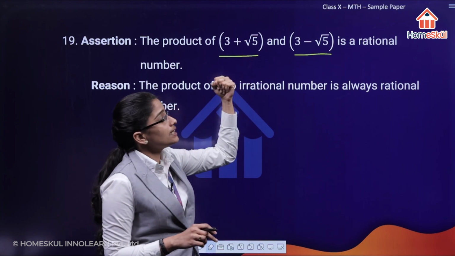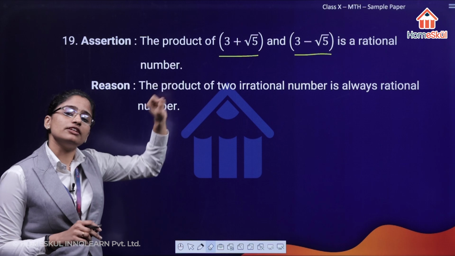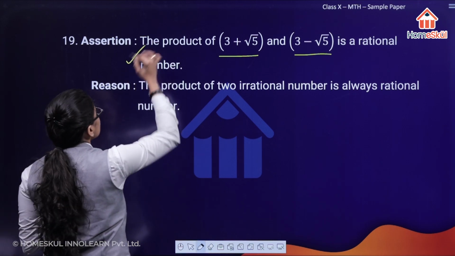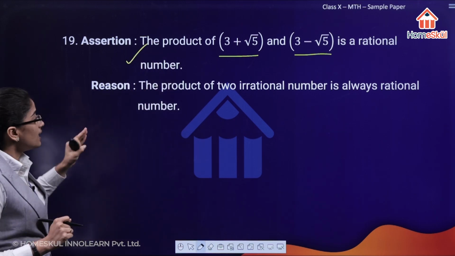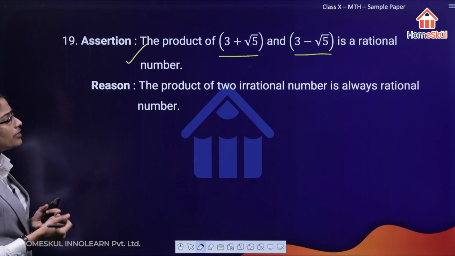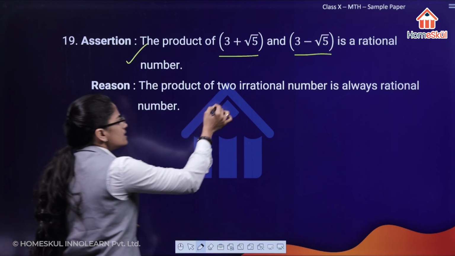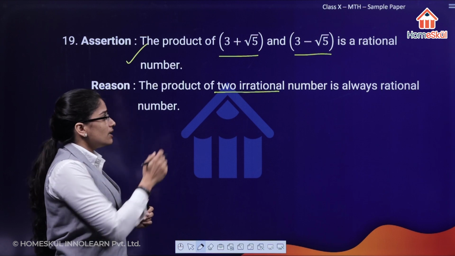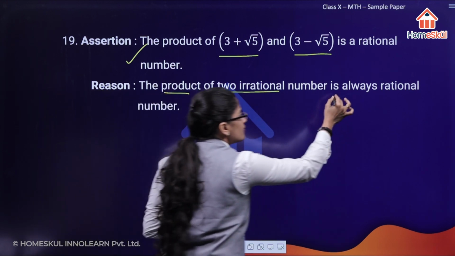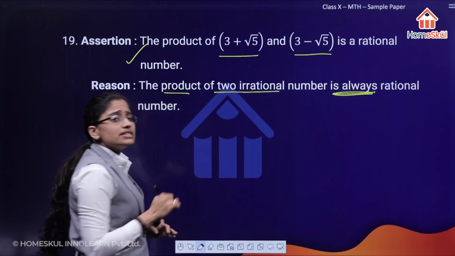So, on multiplying the irrational number with its conjugate, we will be getting a rational number. Right, so the assertion is wrong. Now the reason: the product of two irrational numbers is always irrational. Is it true? The product of two irrational numbers is always, this is the keyword, isn't it? It's always irrational.